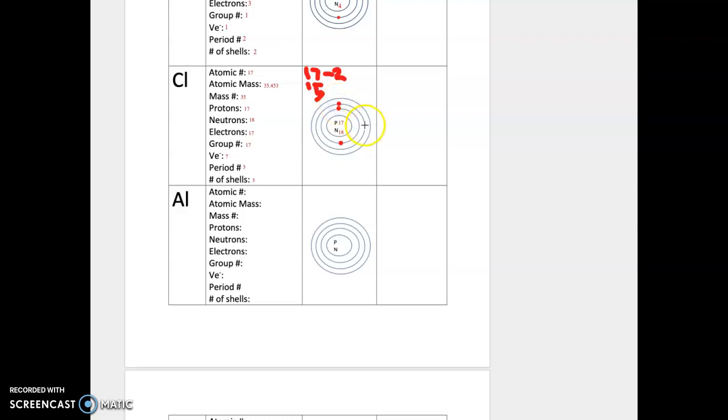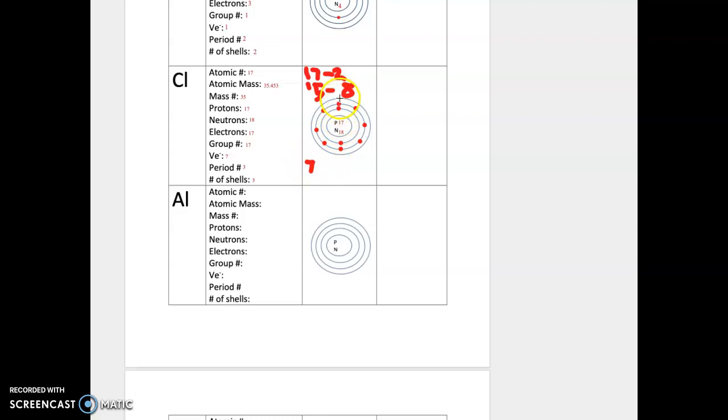We have 1, 2, 3, 4, 5, 6, 7, 8. After we put the 2 in the first shell and 8 in our second shell, that means, and I'm just going to move down here. So we started out with 17. We took away 2, which left us with 15. Now we've taken 8 out of that 15. So we're going to have 7 left.